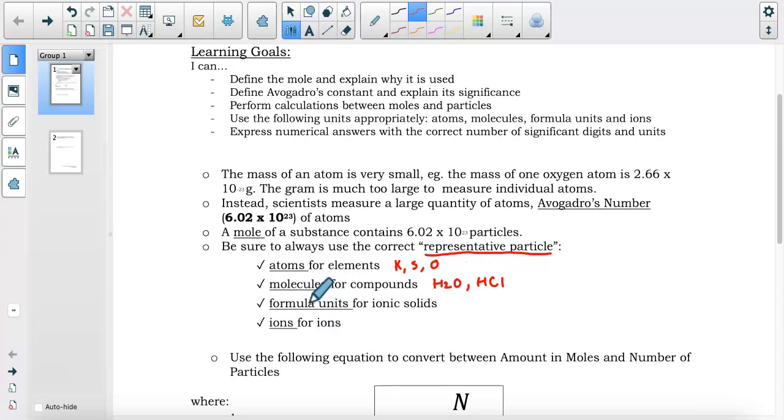You're also going to see the term formula units. We use these for ionic solids, such as NaCl, there's your metal and your nonmetal. Or let's say we have something such as copper sulfate, there's your metal and your polyatomic ion. Or perhaps in your question, you're actually given the ions such as Na plus or NO3 minus.